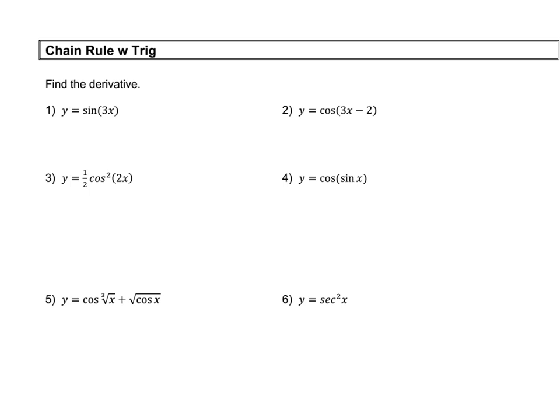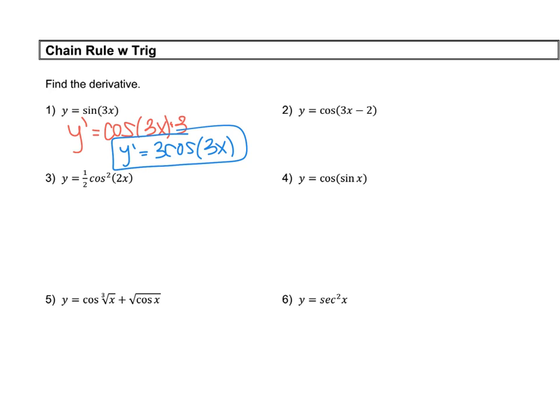So this number 1 here, we have our outside function, sine of x. Then the inside function is 3x. So again, in applying the chain rule, we take the derivative of the outside function and we leave the inside function alone. So when I take the derivative of sine, which is cosine, I leave 3x in that cosine function. Then I multiply that by the derivative of 3x, which is just 3. So this answer simplifies to just 3 cosine of 3x.